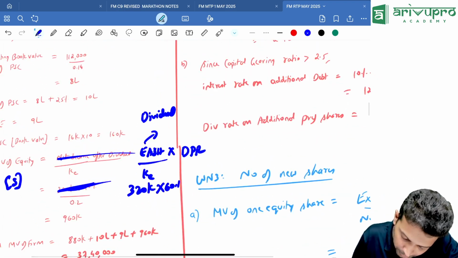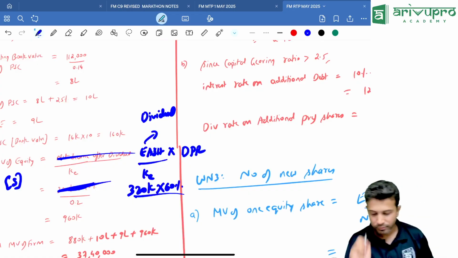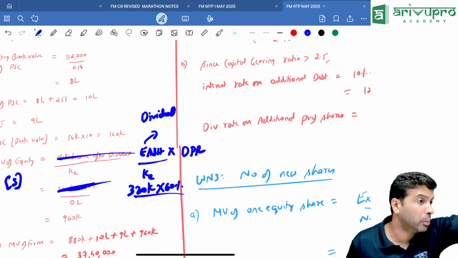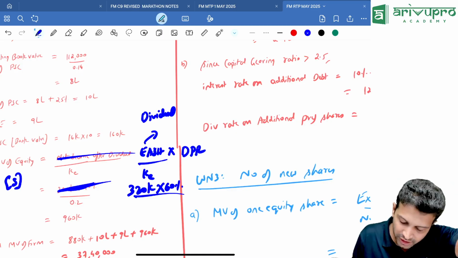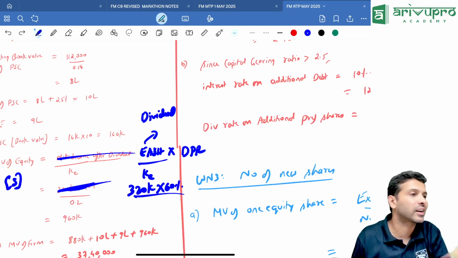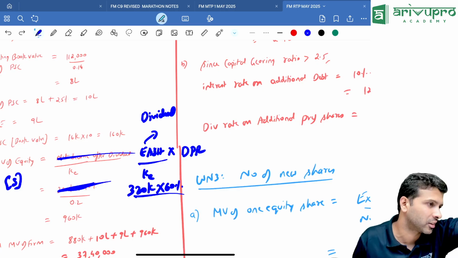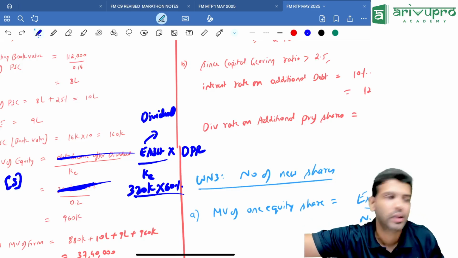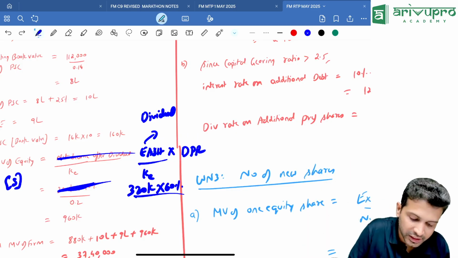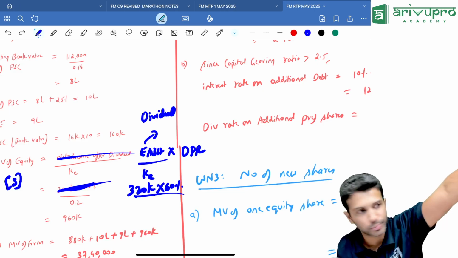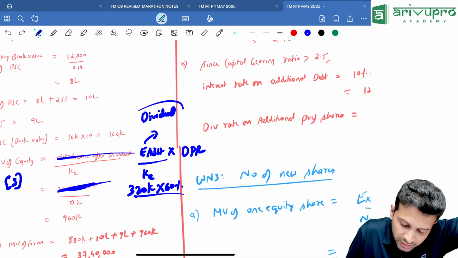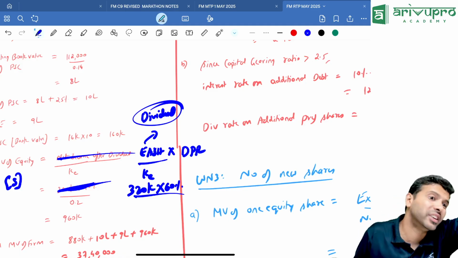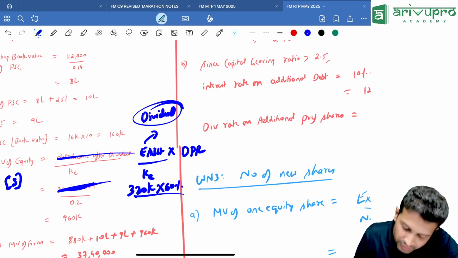If you're retaining 40%, you're paying 60%. In all our previous problems it was 100%, so whether you calculated this or not, you would have got the same answer. But in this problem, is the company planning to pay 100% or only 60%? So keep this as a formula: EAT multiplied by the dividend payout ratio. Or simply you can keep the numerator as dividend, divided by cost of equity.